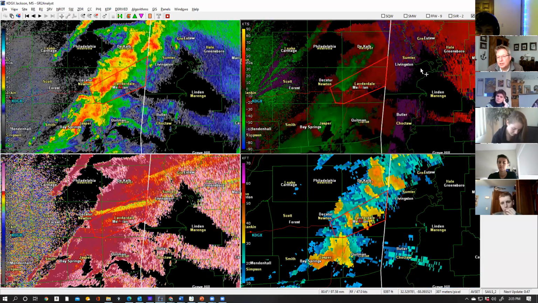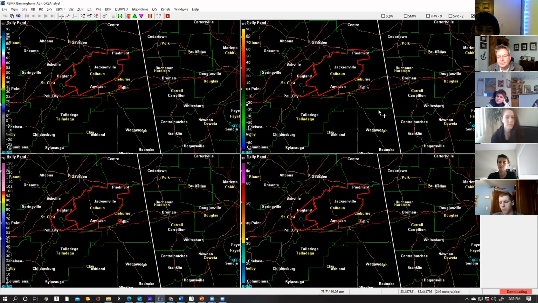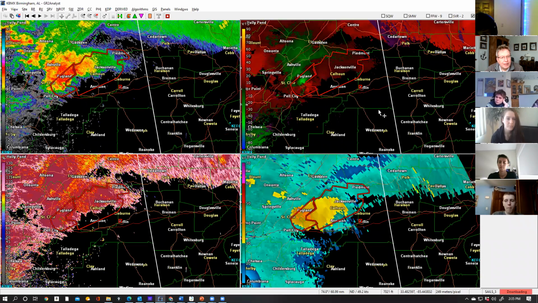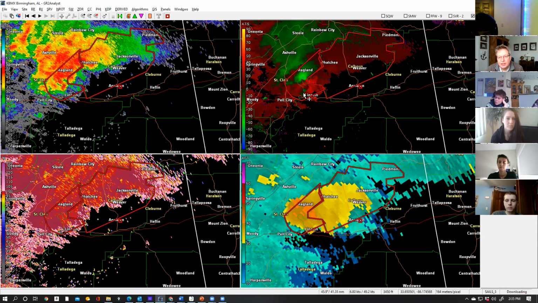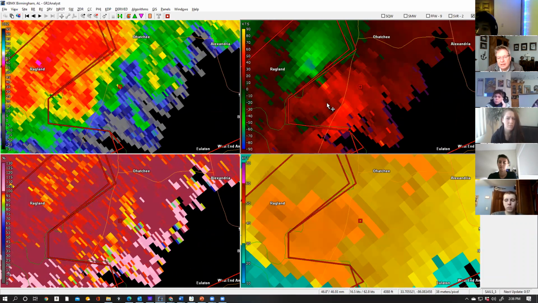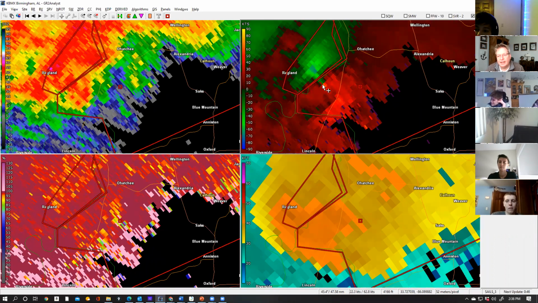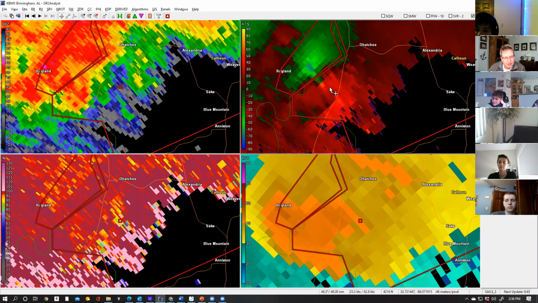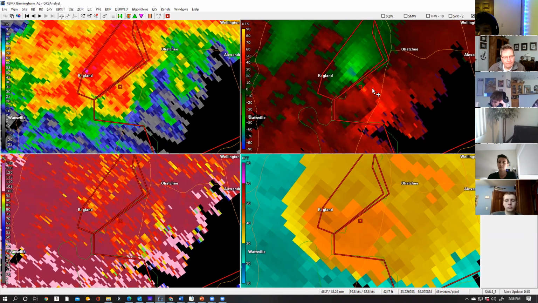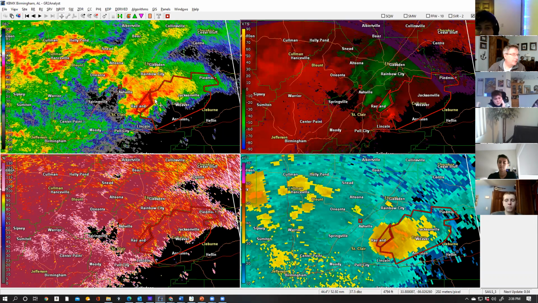It's got rotation, but not nearly as much as this guy. So this storm has done some damage. Looks like it's about to do even more. That's a pretty tight couplet. That's very scary. Not super. It's still too broad. It's just not tightened up, and I think that's the stretching. Well, there you go. That's cool.